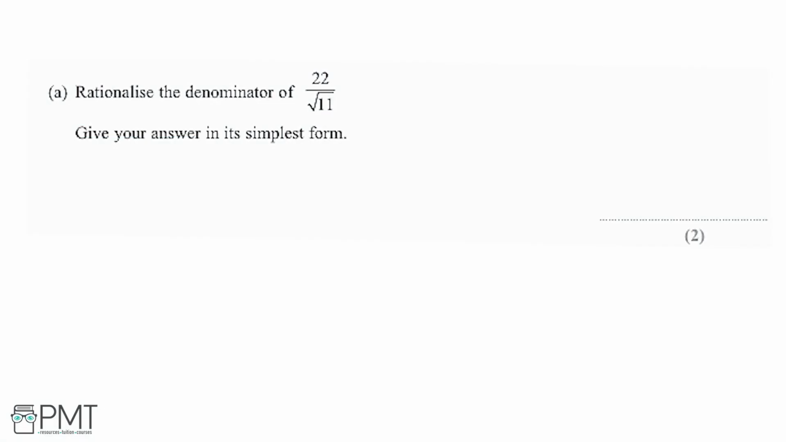So for part A here, we need to rationalise the denominator of 22 over the square root of 11. To do this, we need to know the fact that the square root of something, let's say A, multiplied by the square root of the same thing, just equals that thing. Essentially, rationalising the denominator means getting rid of any square roots on the denominator here. So we can use this fact to our advantage.